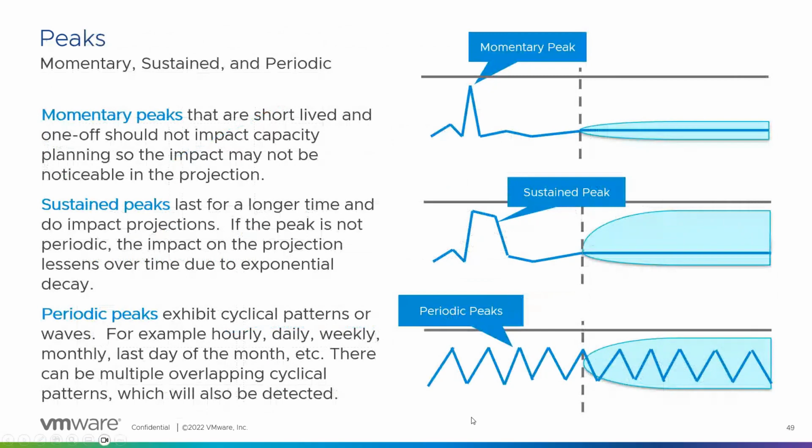And then I know the other thing that comes up quite a bit is peaks. How are peaks handled? What do the peaks do? Are there different kinds of peaks? Things like that. So I've got this very simplistic diagram here showing the different types of peaks that we consider. The first one is momentary peaks. These are short-lived peaks.